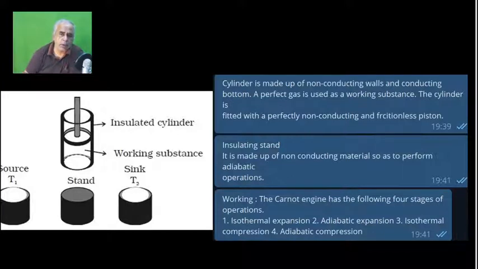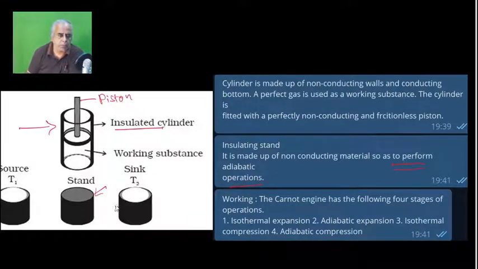The cylinder is made up of non-conducting material, non-conducting walls. So this is the cylinder. The side walls are totally insulated, non-conductive. But at the bottom, it is conductive, so that it can transfer the heat energy. And you have got the frictionless, weightless piston. Now, when you press it, that is compress it, there is an increase of pressure. When you expand, there is a drop in pressure. So you have got the working substance inside the cylinder. So this is the setup. And as I already mentioned, we have got the insulated stand. And it is totally adiabatic, in order to perform the adiabatic operations.